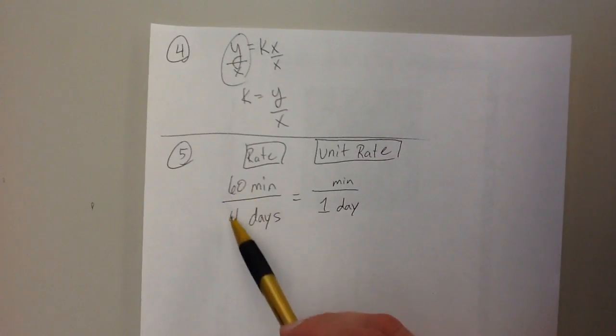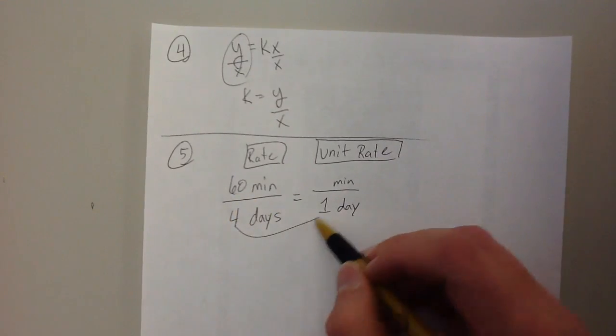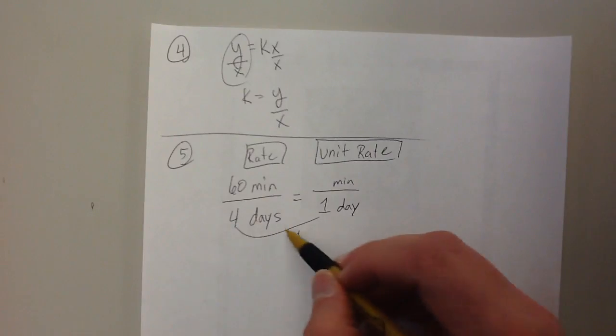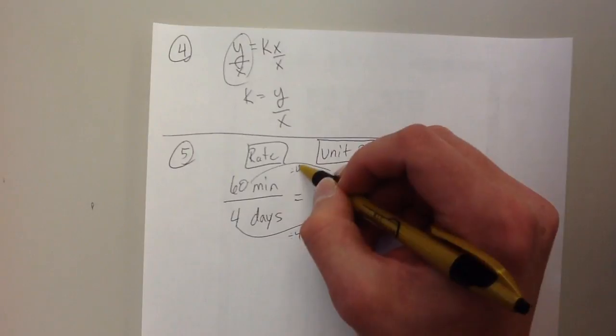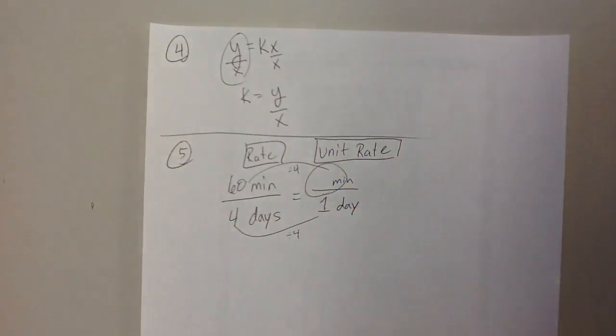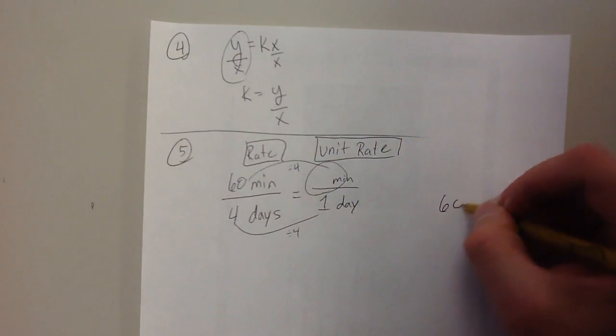So I could take 60 and divide it by 4, because that's what I'm doing here. I would divide the bottom by 4. 4 divided by 4 is 1. And so on the top, I take 60 and divide by 4, and that will give me the number of minutes per day. So I can come over here to the side and set that up.